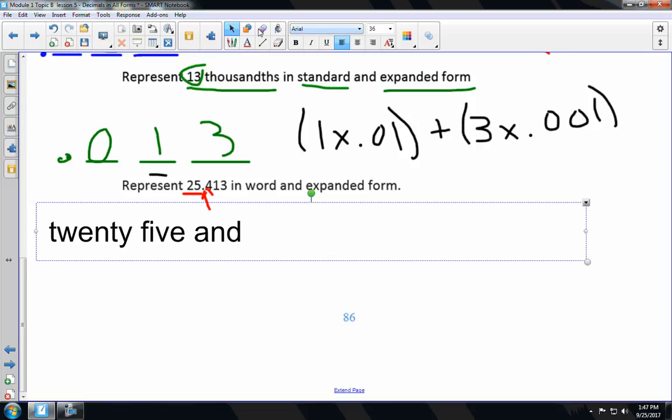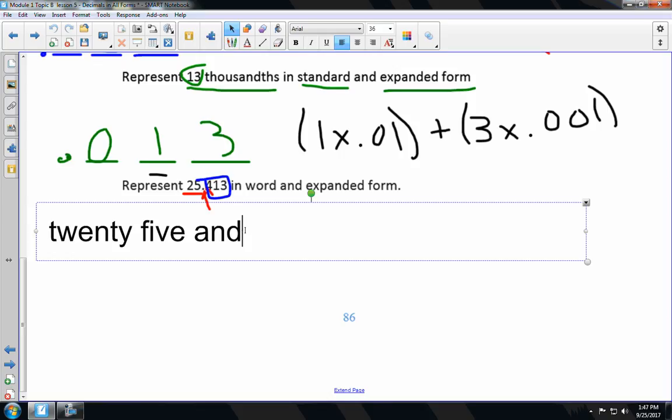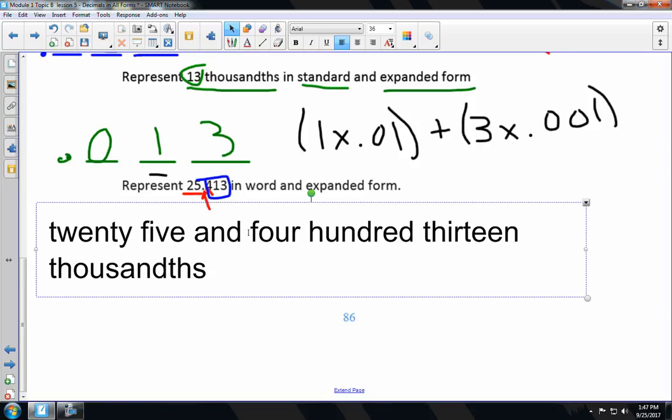And then after the decimal, I see that I have a whole bunch of numbers. So first I just read this number. And if I read that number, I see that it's 413. So we're going to write 413. And what space does it end? It ends in the thousandths place. So that's how I do that in word form.